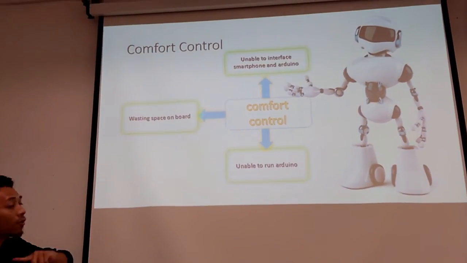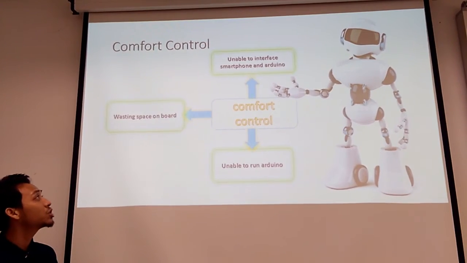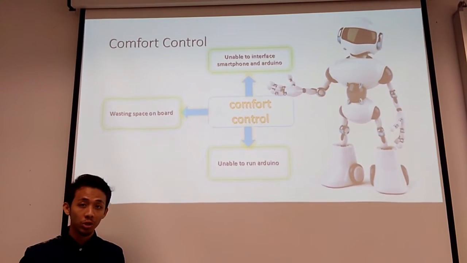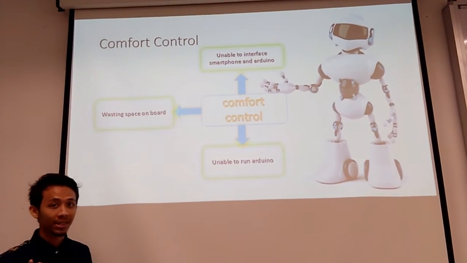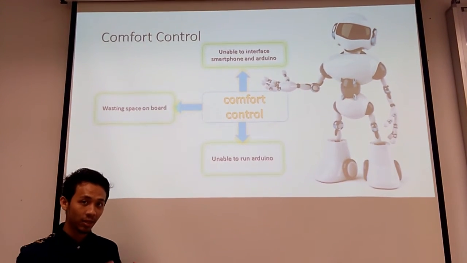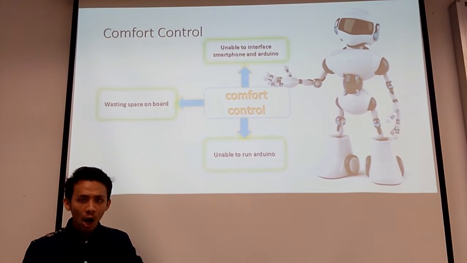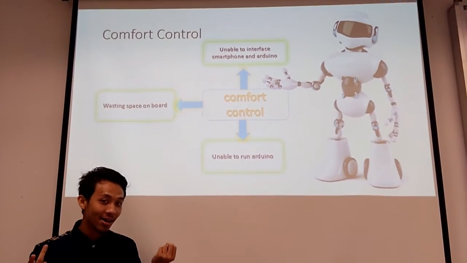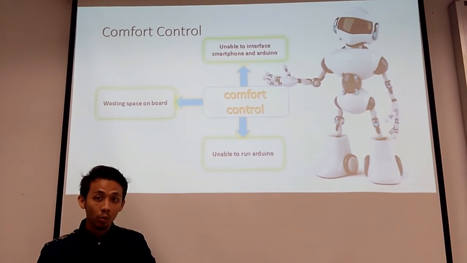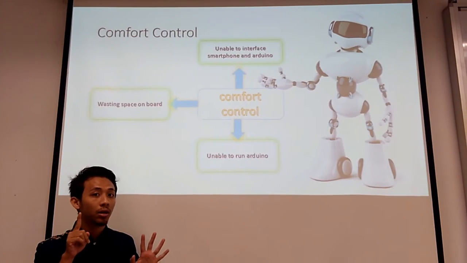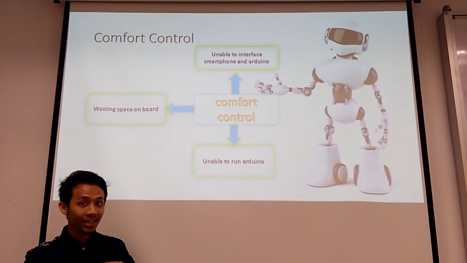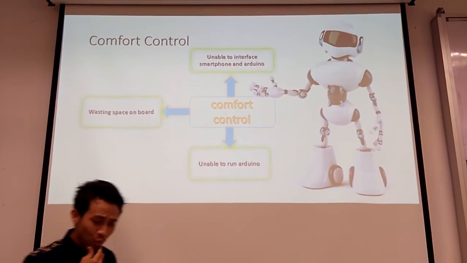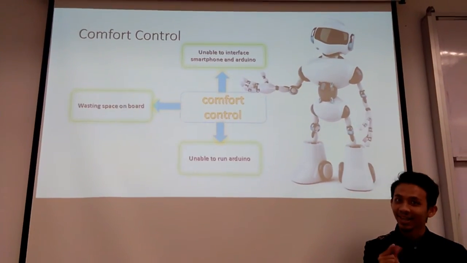Okay, this is our control issues. We are unable to interface Arduino and smartphone in our comfort control. We use Blynk, an application that can connect a smartphone and Arduino. However, to interface these two, we first need to install a library in Arduino, and next connect both of them by Wi-Fi. However, we need a certain Wi-Fi that can connect both of them.